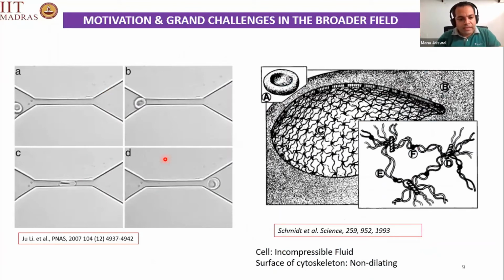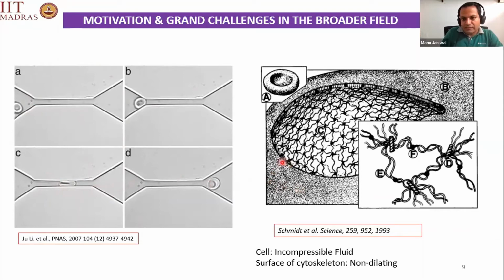Another motivation, the second motivation which I will share of the larger research field, is related to the following. The red blood cells which flow in our body have very large size, typically like 8 micrometer. And they are required to pass through capillaries which are only 3 micrometer or 4 micrometer in size. And how they do that is captured in this image, which is using a microfluidic channel. You can see this red blood cell has to change shape in order to do that.